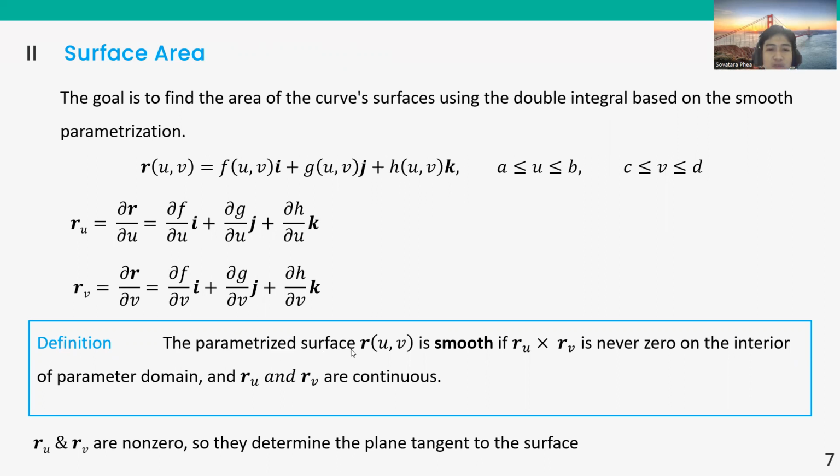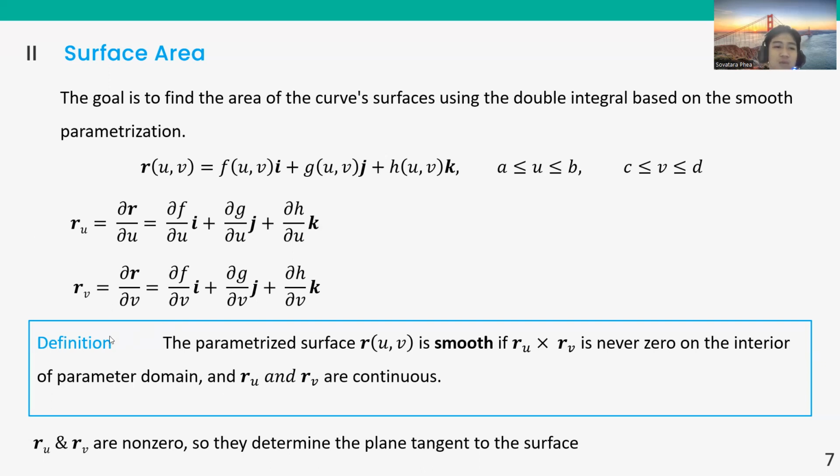The parameterized surface r of u and v is smooth if the partial derivative of r by u cross the partial derivative of r by v is never 0 on the interior of the parameter domain, and the partial derivative of r over u and the partial derivative of r over v are continuous.